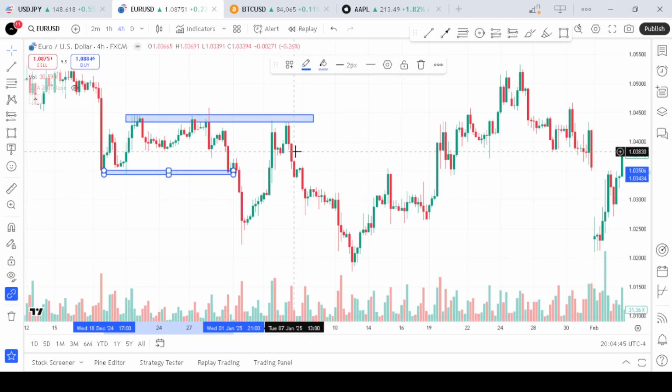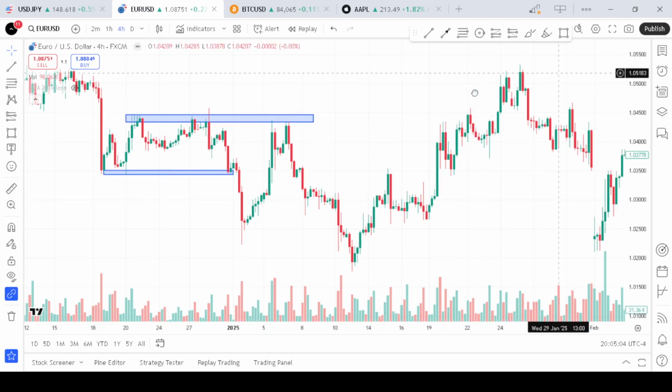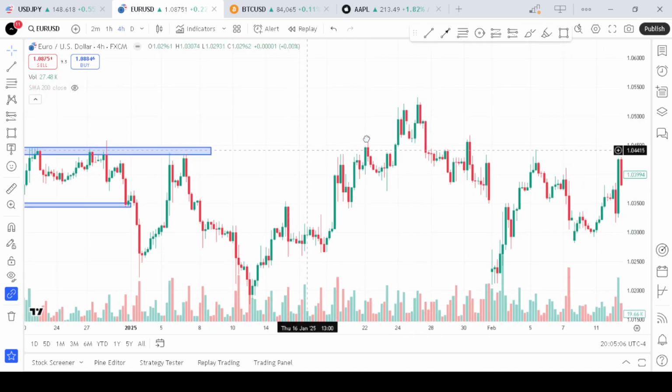So by following this step-by-step process, you will be able to draw clean and accurate support and resistance levels that highlight key areas of interest in the market. So we just need to draw areas where price finds it difficult to break, or areas of swing highs and swing lows in the market.